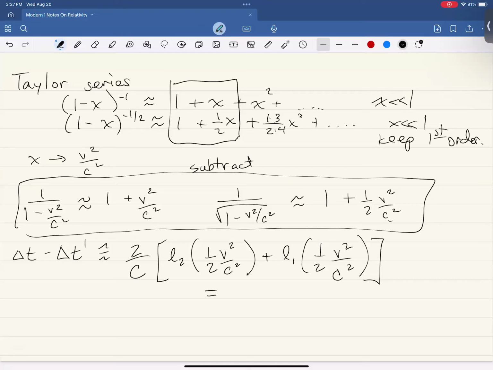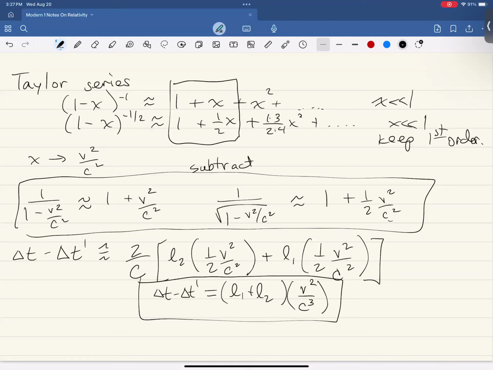So now this bit here is equal to, the 2's cancel with the 1/2's on the inside, so we end up with L1 plus L2, grouping terms, times v squared over c cubed. And that would be our delta t minus delta t prime equation. Okay, and this is the one that you'll see in your book.